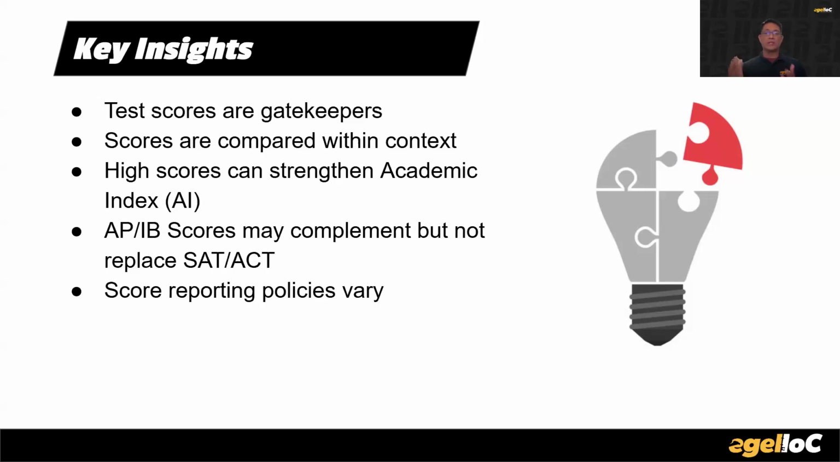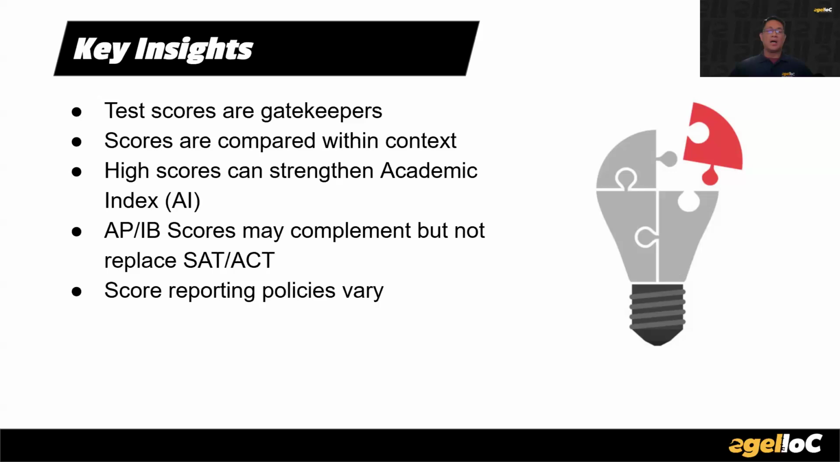Okay. AP and IB scores may complement, but they do not replace the ACT and the SAT. Okay, so at test required schools, AP or even IB are additive, they're not substitutes. Meaning additive is that it can add to you becoming more successful in getting accepted. And really, the AP scores show subject mastery and can really enhance the academic rigor, but again, it won't replace the SAT or the ACT requirements.